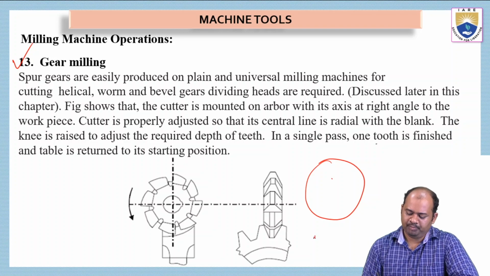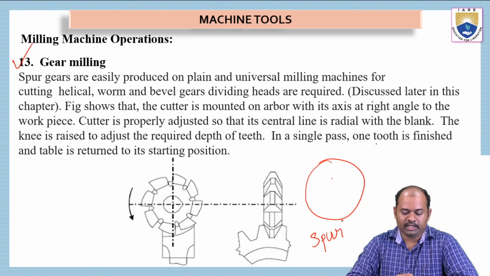Generally spur gears are made by this process. Spur gears are easily produced on plain and universal milling machines. For cutting helical, worm and bevel gears, dividing heads are required. So spur gears are easily manufactured by using this gear milling process.